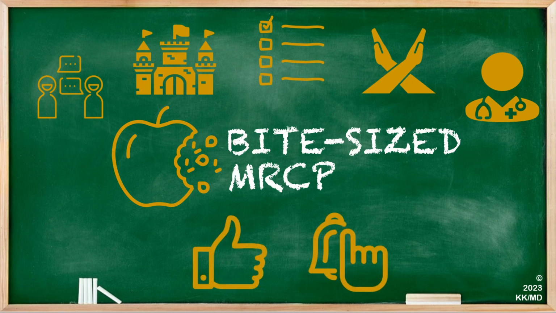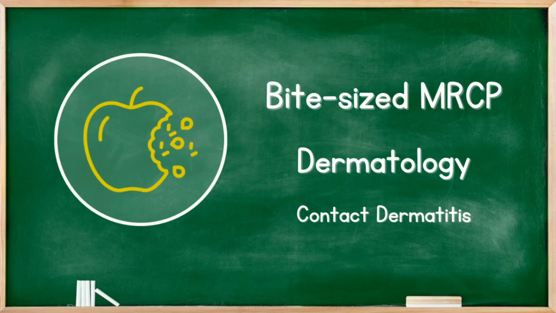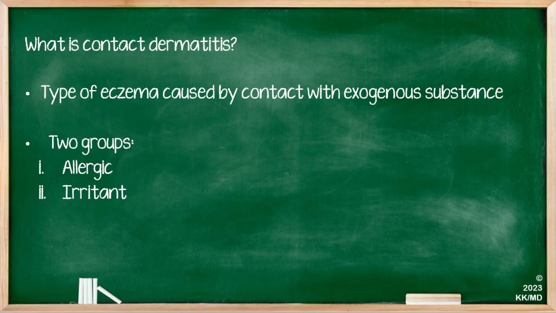Now, without further ado, let's get into today's topic, which is on contact dermatitis under the section of dermatology. So, what is contact dermatitis? It's a type of eczema caused by contact with exogenous substance. It's divided into two groups. One is allergic contact dermatitis, and the second type is irritant contact dermatitis.